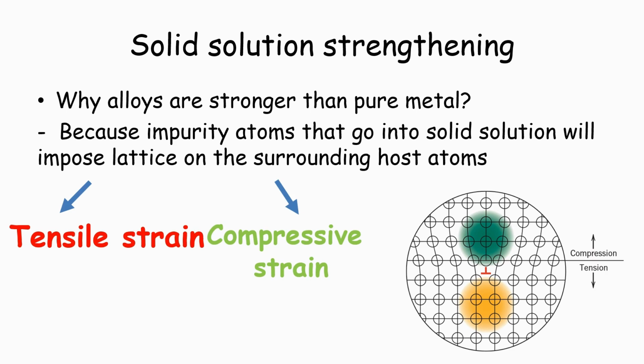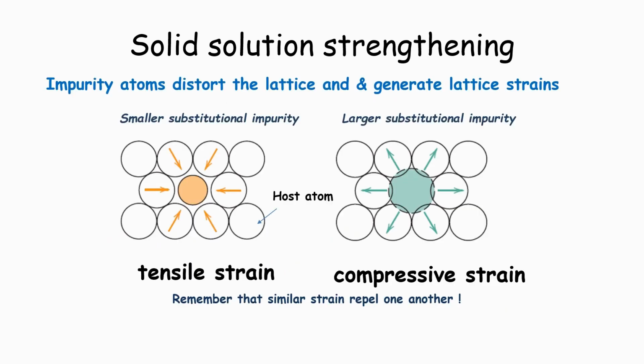And like I have mentioned just now, impurity atoms distort the lattice and generate a lattice strain. As a result, we have a displacement effect with a solid atom. It causes deformation, creating a strain field. And this will cause an interaction. The strain field of a solid atom will interact with the dislocation strain field. We will talk more about this later.